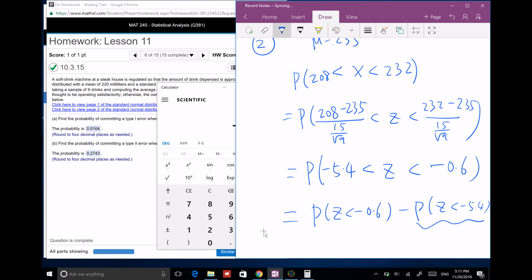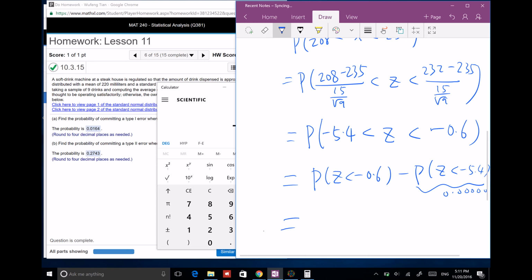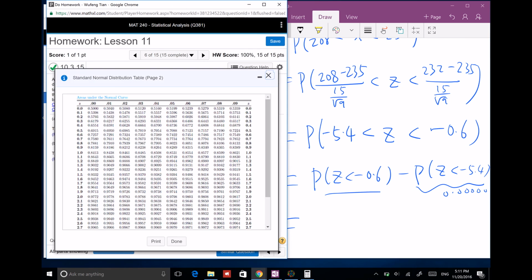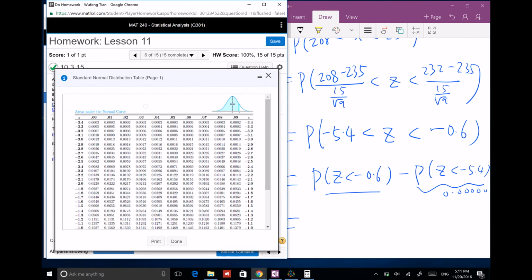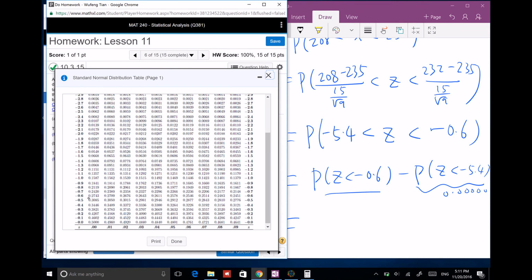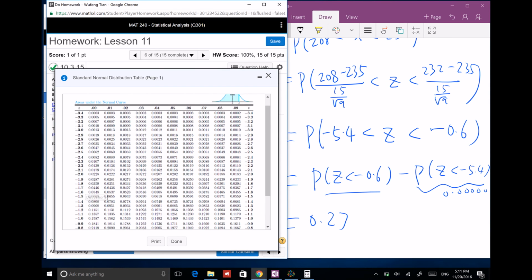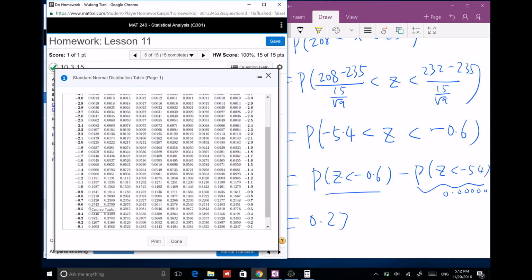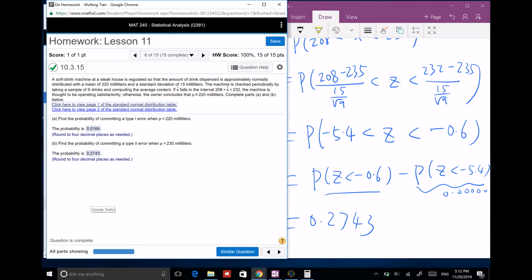Well, this one is going to be 0.0000, a lot of zeros, too small. So we basically look at negative 0.6. You can look at this table: 0.6, going down, is 27. Okay, 0.6 is 2743. That's how we got this one.